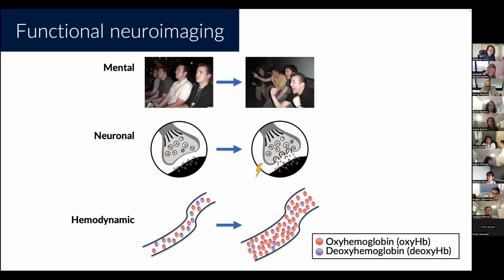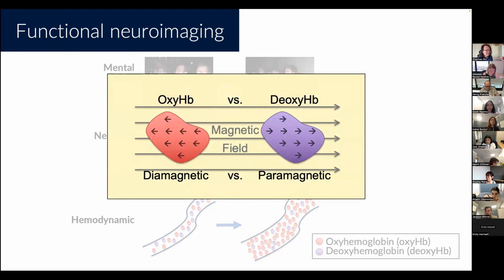So what does this mean? Why is this useful? Well, a useful thing is that oxyhemoglobin and deoxyhemoglobin have different magnetic properties. One is slightly attracted by the magnetic field, one is slightly repelled by the magnetic field. If you put them in a scanner, which provides a magnetic field, a change in the ratio between the two can somehow be detected by the MRI scanner. So that was the basic idea.